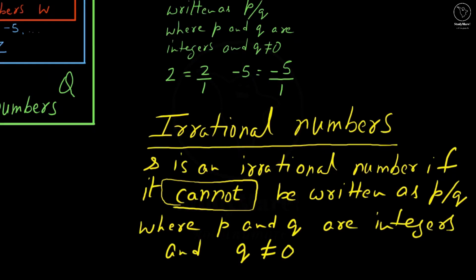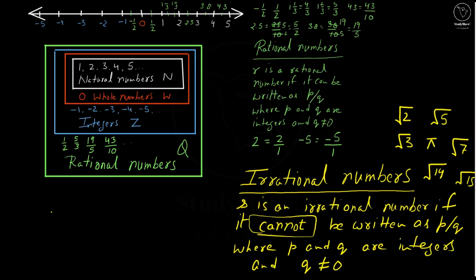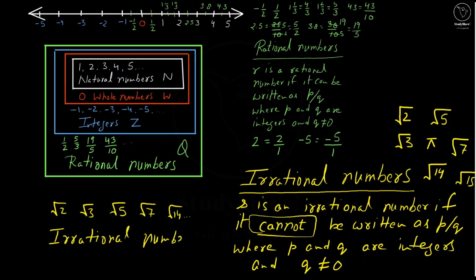As mentioned earlier, a number can never be divided by 0. It has no solution, just can't happen, undefined. Some examples of irrational numbers could be root 2, root 3, root 5, pi, root 7, root 14, root 15 and so on. Mind you, root 2, root 3, root 5, root 7, root 14 and others are termed as irrational numbers, and they are mutually exclusive from rational numbers.